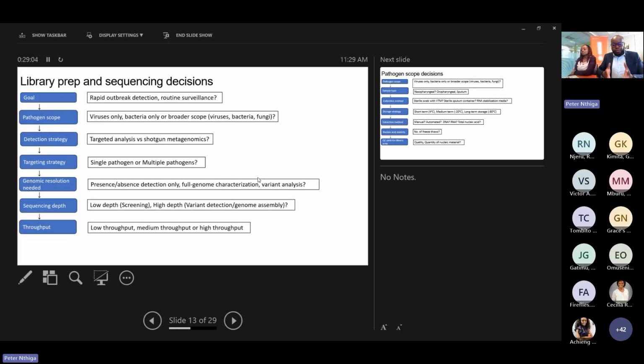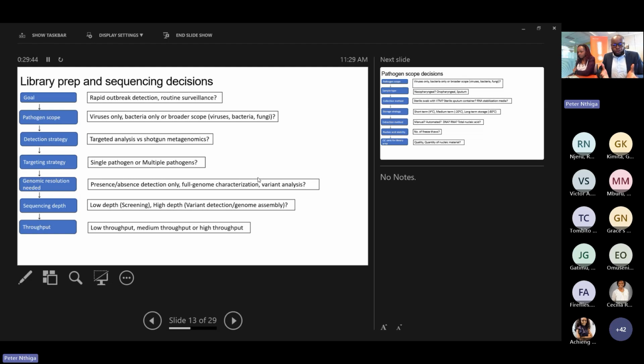Okay, when we come now to the library prep and sequencing decisions, again, you'll notice that aligning each aspect of your NGS workflow with your goal makes a lot of sense. It helps us stay faithful to the specific objective that we want to address. Again, is it viruses that we are aiming for? Is it bacteria? Is it a broader scope approach that we want? Are we going for a targeted or shotgun approach? Are we looking at a single pathogen or multiple pathogens? This will guide you on, for example, which library prep kit you utilize.